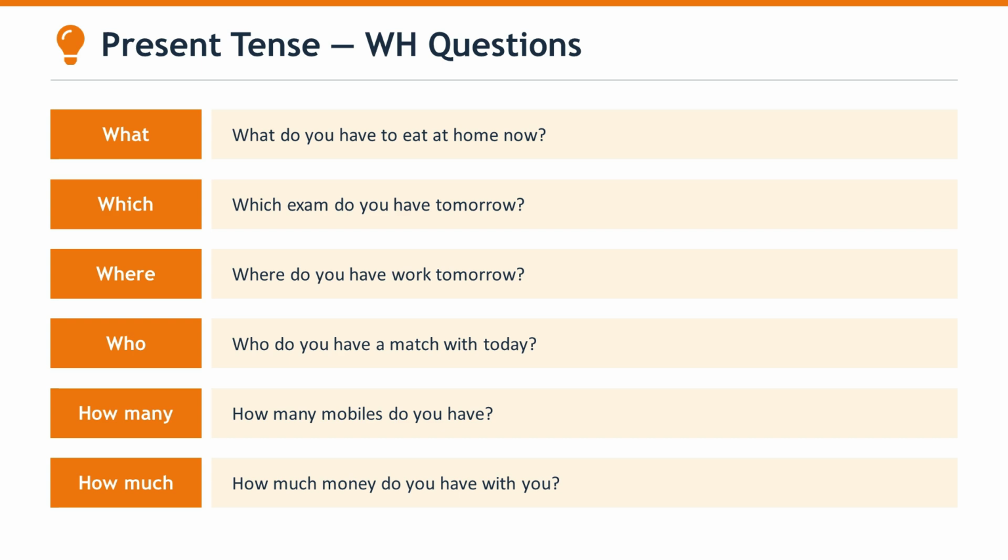The first question uses what. What do you have to eat at home now? Here, we are asking about the things someone has. The second uses which. Which exam do you have tomorrow? Here, we want to know the specific exam.